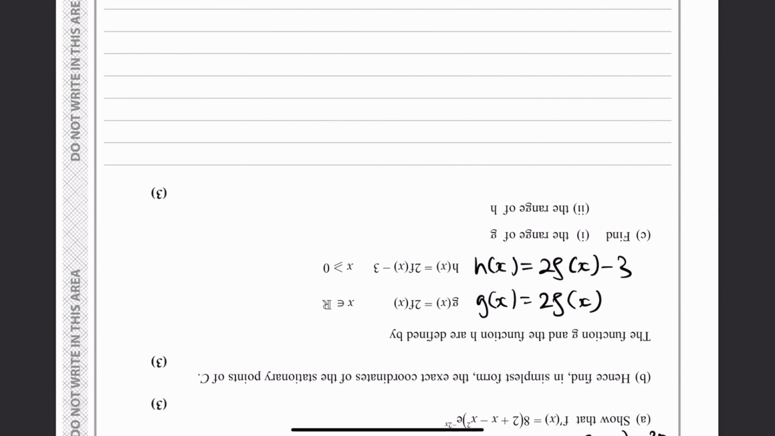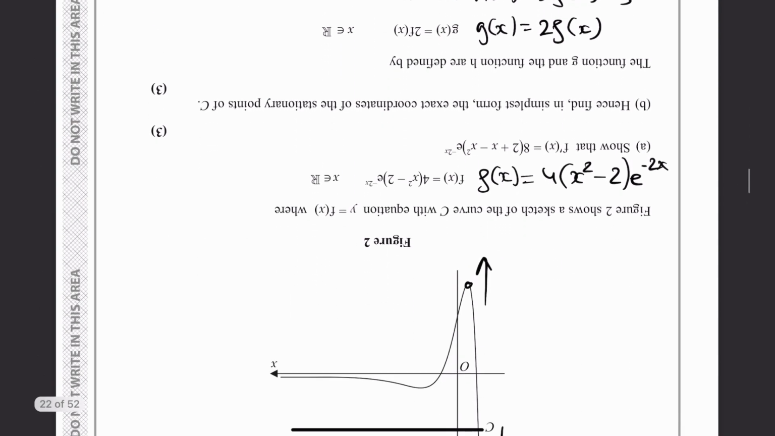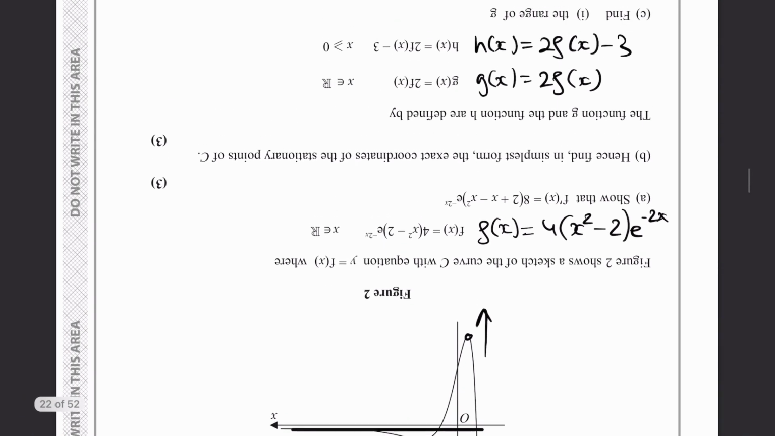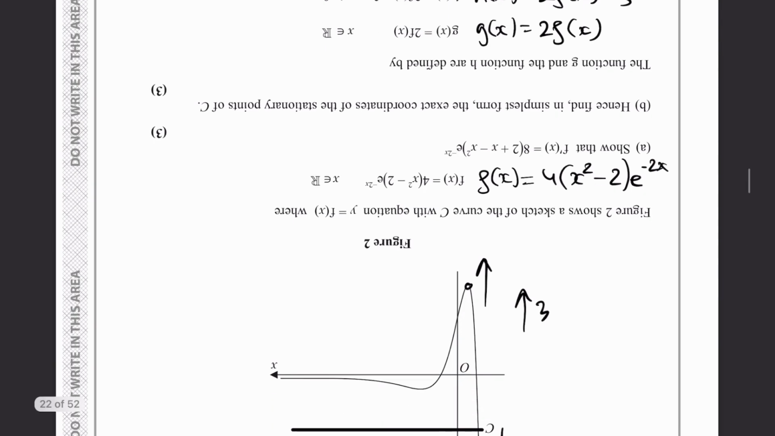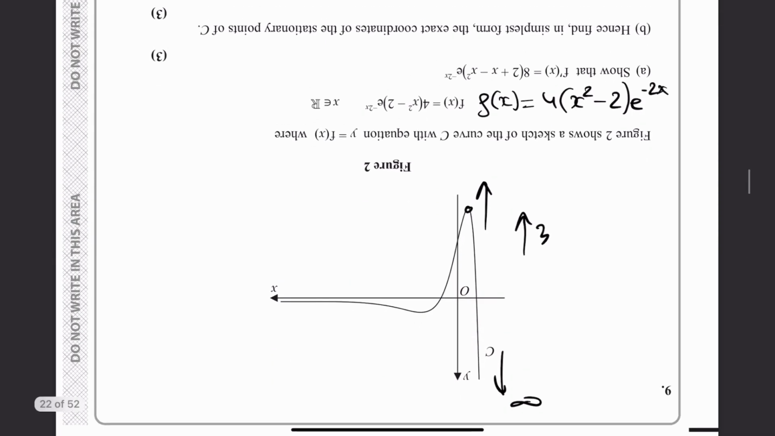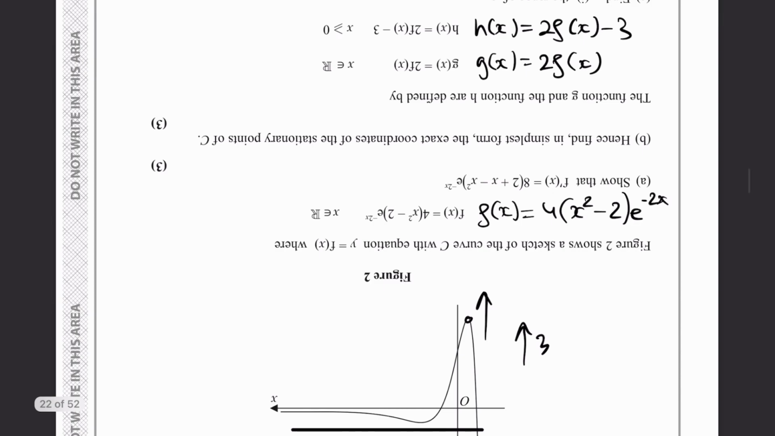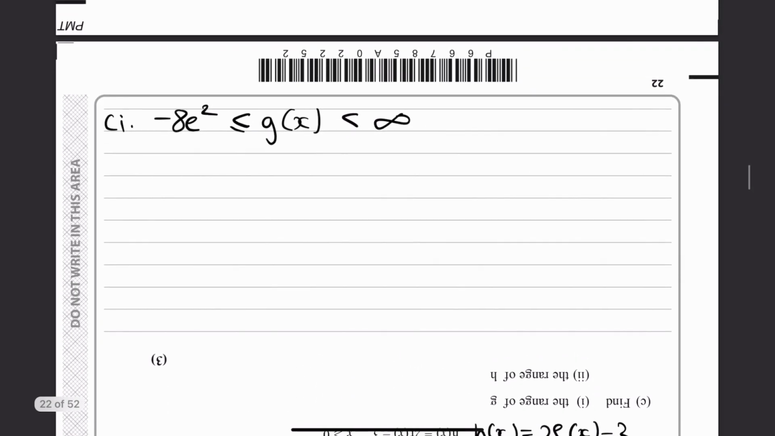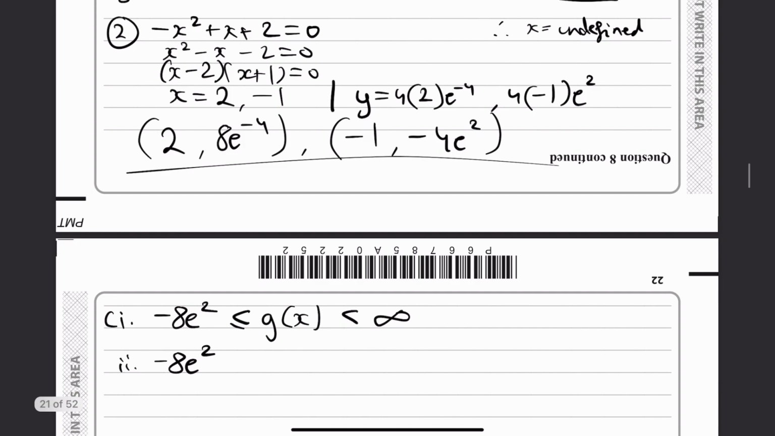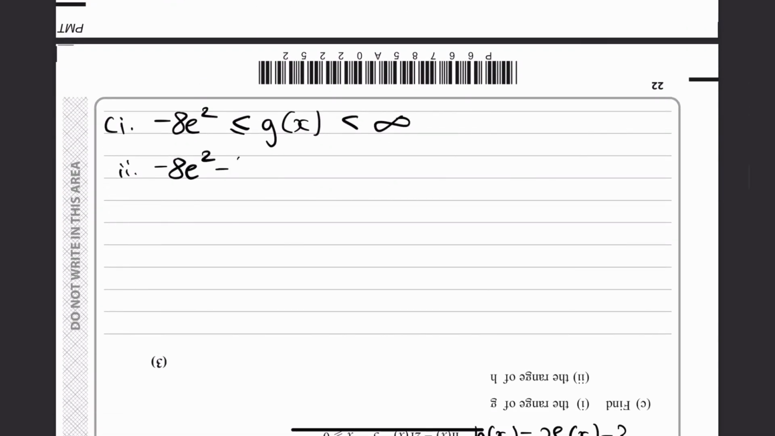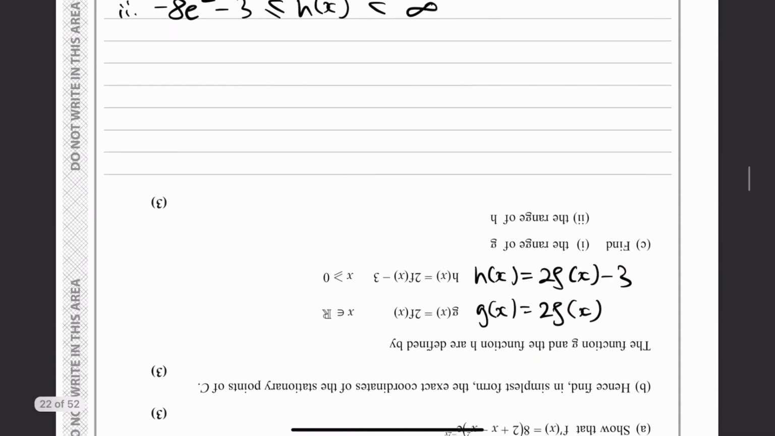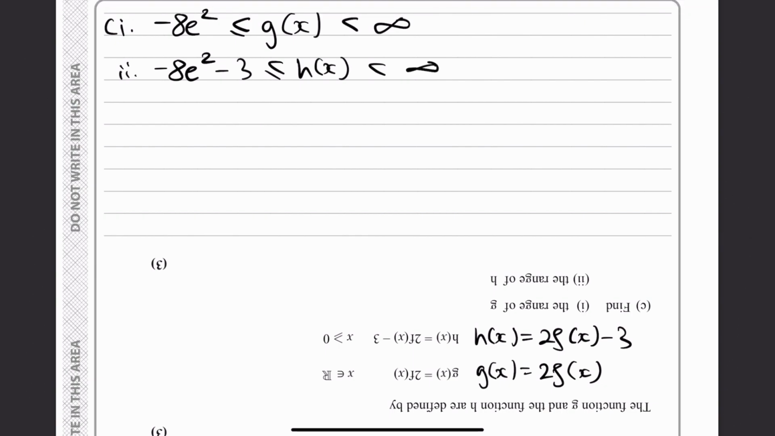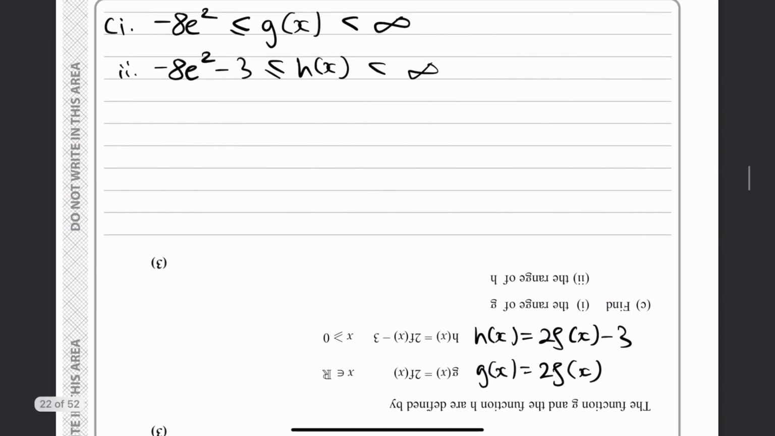So h of x is just g of x, but minus 3. So it's the equivalent of just having this, and you're just translating it 3 in this direction. But this is still going to be infinity, and this is going to be minus 3. So I think the range of h can be 8e to the 2 minus 3. h of x can be that, and it's still just going to be infinity, I think. I hope. Let's just make sure I got that 8e squared correct.